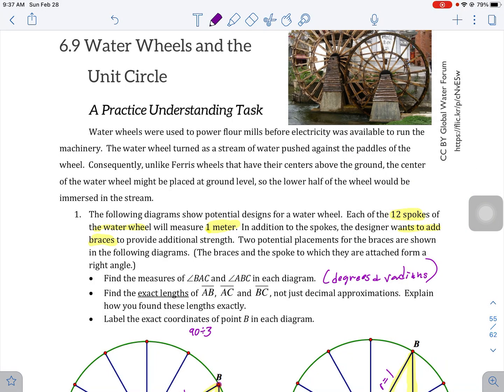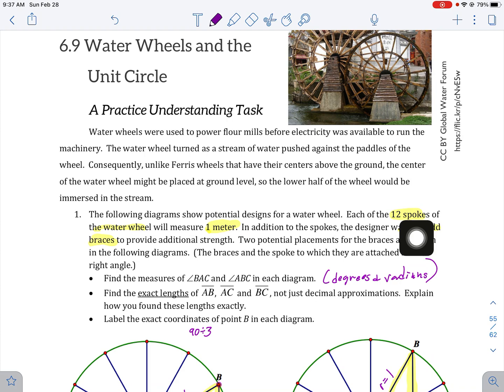Welcome. This is the last task in Module 6, 6.9, and they use the analogy of water wheels, and they're comparing that to the unit circle. These are water wheels here. They're used to power flour mills before electricity. They use the power of the spinning wheel.